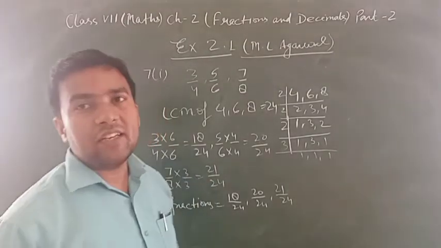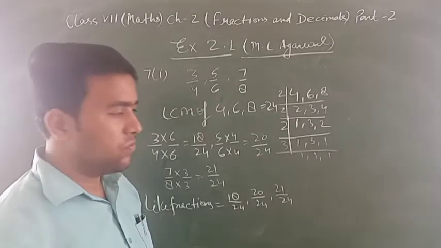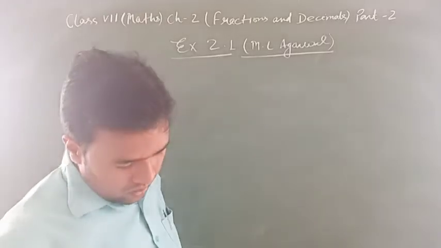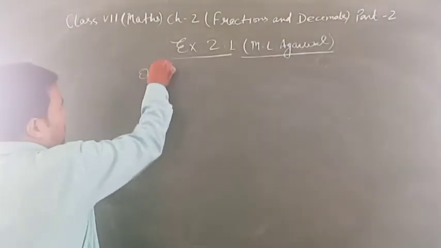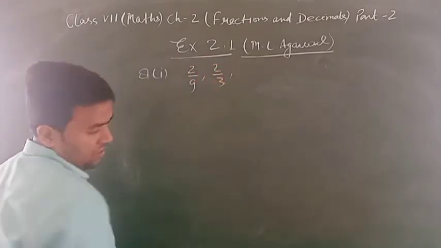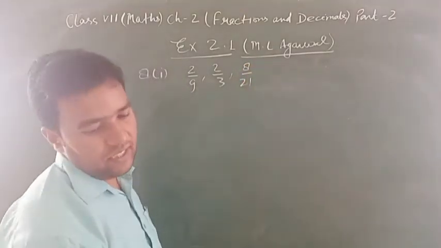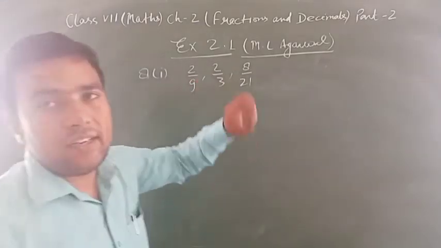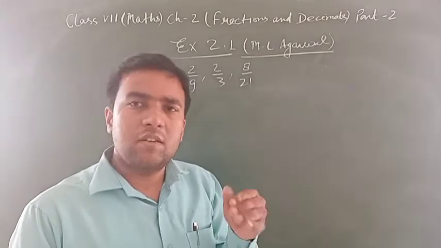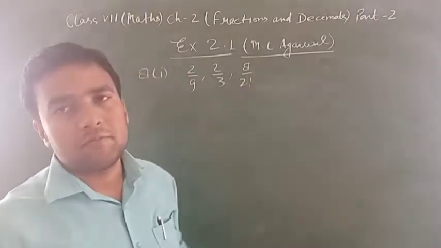Now question number 8 and 9: ascending and descending order is given. Clear? One I told you, one I will tell you. Next you can note this. Question number 8: 2 by 9, 2 by 3, 8 by 21. Arrange the given fractions in descending order. If fractions are given and the question asks to arrange them in descending or ascending order, first of all you take the LCM of the denominators.